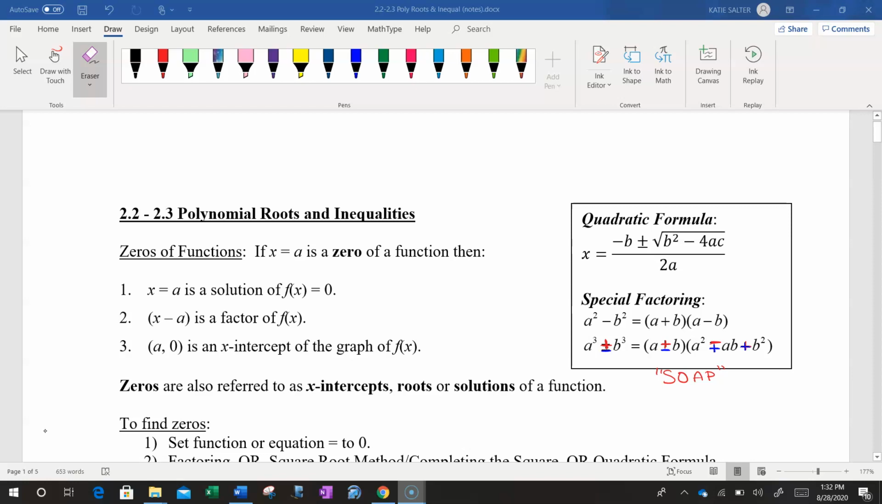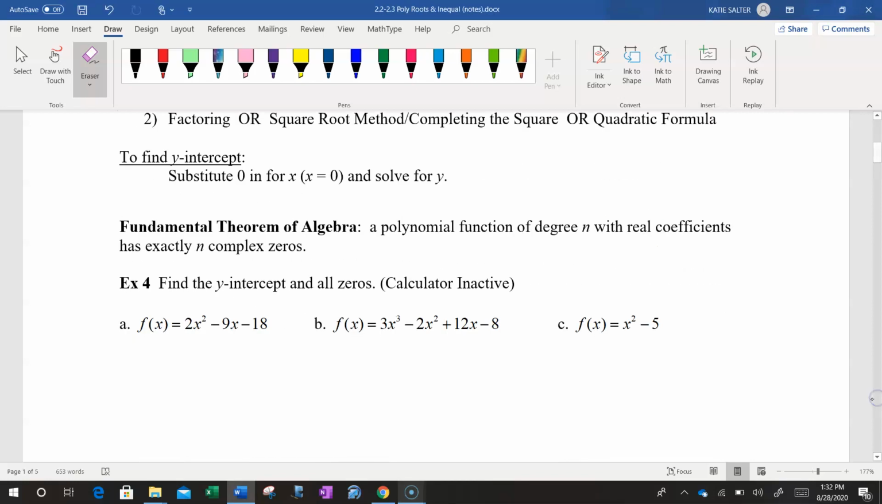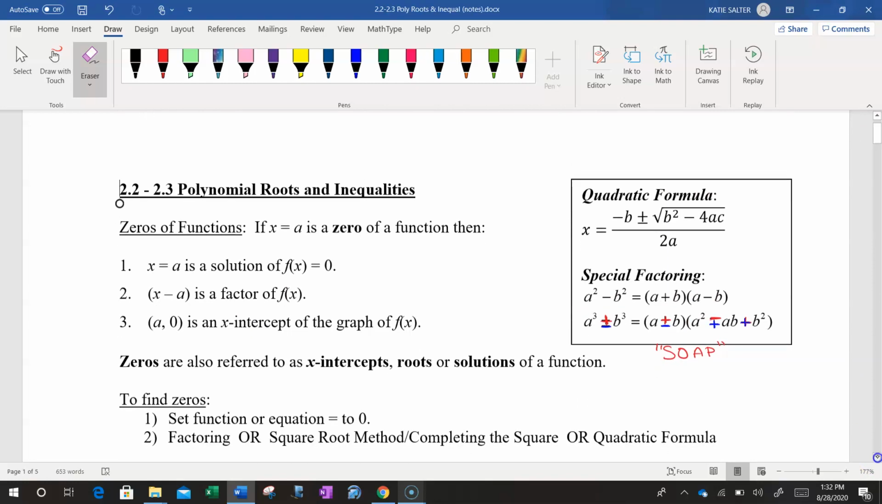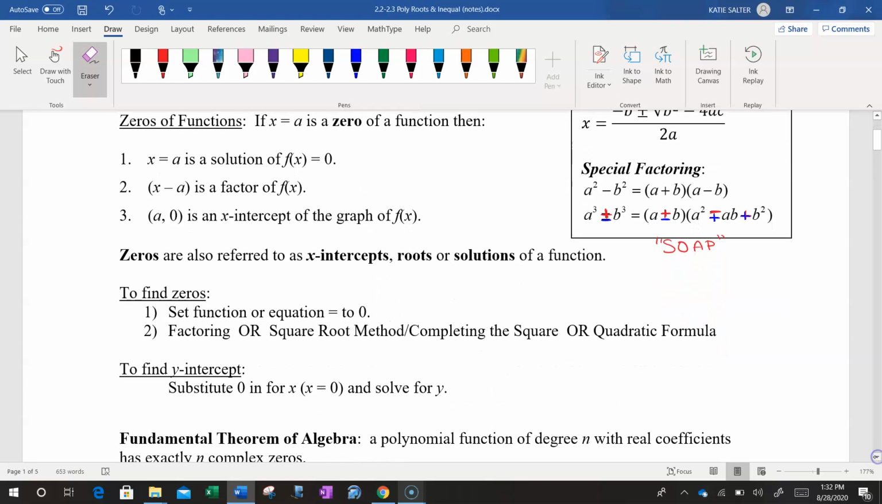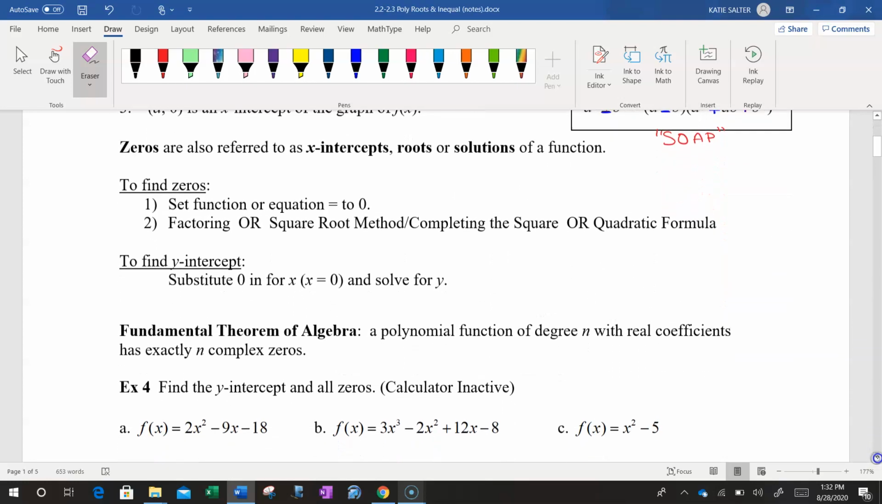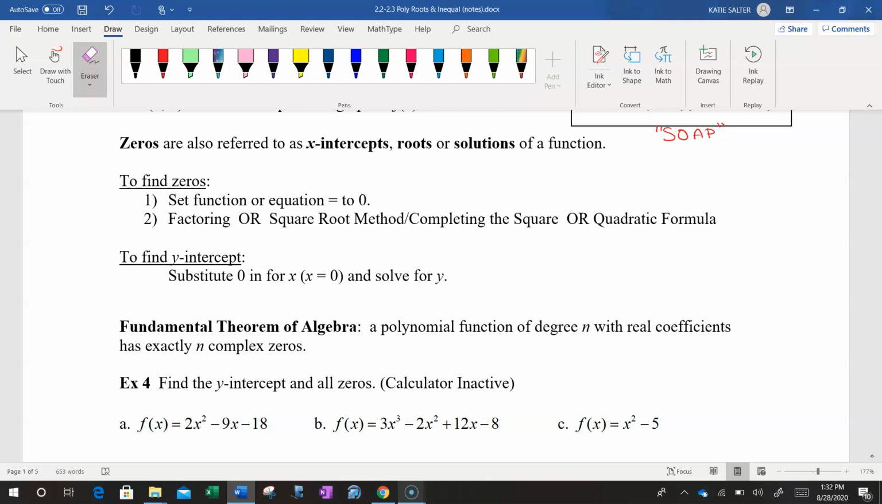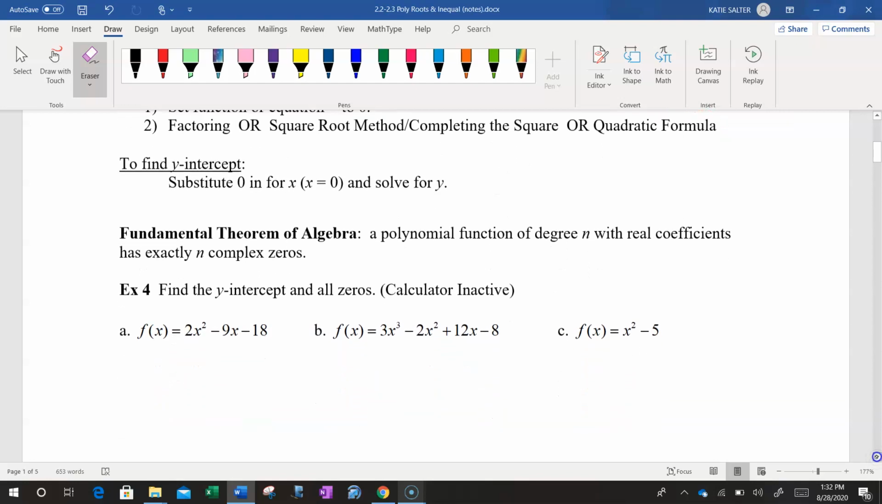Some quadratic formulas over here, you definitely need to know that. Some special factoring. Guys, these formulas are not given to you on assessments. You need to be able to factor a sum of cubes and a difference of cubes and obviously a difference of squares. Steps for finding zeros: it goes back through the methods that we use to find zeros, and we set the equation equal to 0. In other words, we set y equal to 0, and then we use things such as factoring, completing the square, quadratic formula. To find a y-intercept, you just substitute 0 in for x.